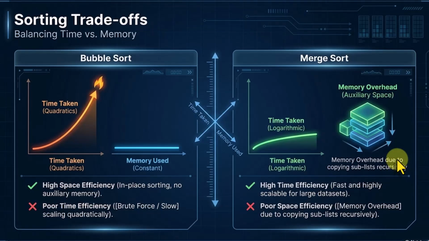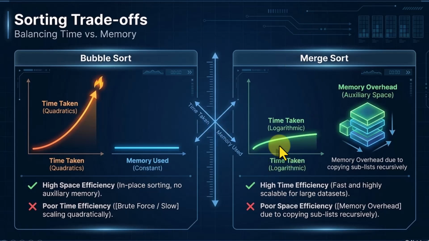Sorting trade-offs, so balancing time versus memory. Again, comparing bubble sort and merge sort. Bubble sort, as we just talked, takes a lot of time, but its memory usage is constant. It performs the operation in place, so it does not create copies of data. So high space efficiency but poor time efficiency. It's brute force and it's slow.